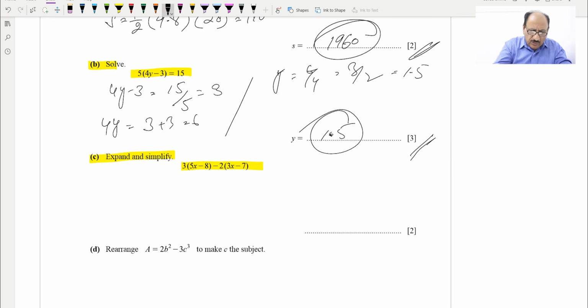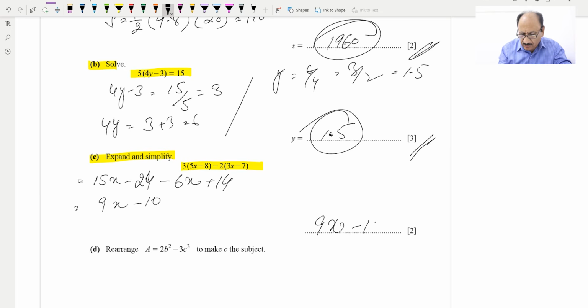We need to expand and simplify. So for that one, we'll open the bracket. 3 into 5 will be 15x, minus 3 into 8 will be 24, so minus 24, and minus 2 into 3x will be minus 6x, and then minus 2 into minus 7 will be plus 14. So adding the like terms, 15 minus 6 will be 9x, and minus 24 plus 14 will be minus 10. So our answer will be 9x minus 10. This will be the final answer for 2 marks.